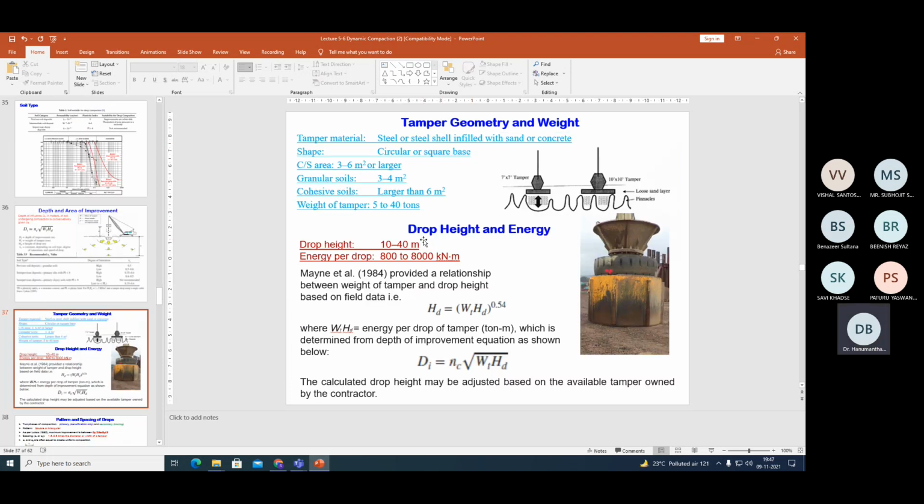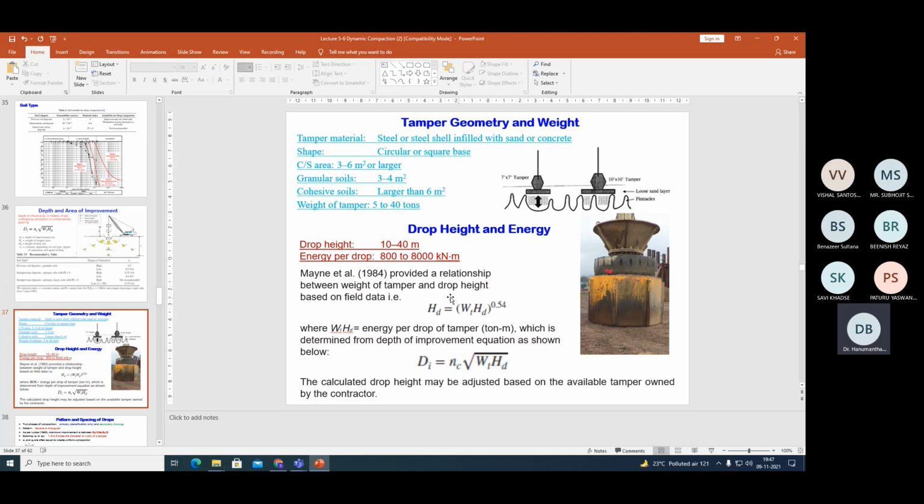Next, the drop height and energy. So that is one way. The second way is, can I determine the drop height and energy alternatively? So that can be determined using this equation. Menard et al. provided a relationship between the weight of the tamper and the drop height based on the field data.